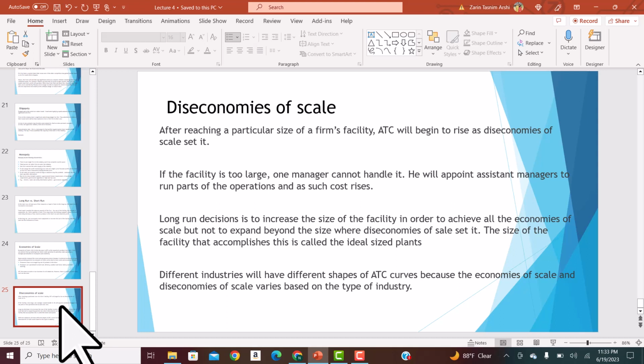Now, different industries will have different shapes of average total cost curve, because economies of scale and diseconomies of scale vary based on the type of industry. If it is a grocery store, the average total cost curve decrease will be smaller. But if it is bigger in operation, such as a cell phone business, then the average total cost curve decrease will be over a longer range.